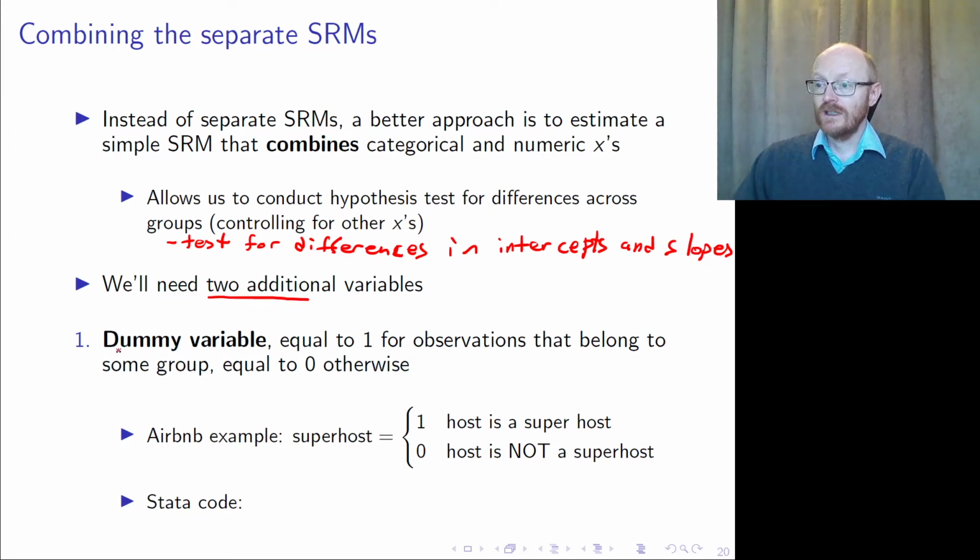The first one is a dummy variable, and it would be equal to 1 for observations that belong to some group and equal to 0 otherwise. For example, in our superhost example, our dummy variable would contain the value 1 if the data point is a superhost, and the value 0 if the data point is not a superhost.